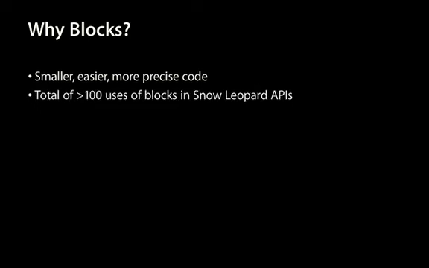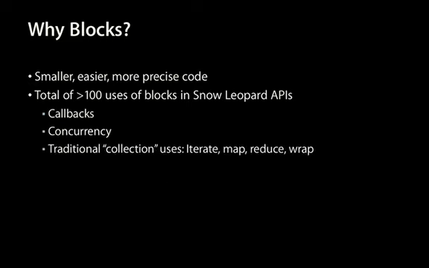So why blocks? It leads to smaller, easier, more precise code. Who can argue with that? We found over 100 uses inside Snow Leopard already, and boy, we've not closed the book on that yet. There's going to be even more coming along. For the most part, we use them for callbacks. We use them for concurrency using Grand Central Dispatch, and we use them for all the 40 years of accumulated wisdom on how to use closures, and that is for these iterate and map and reduce kinds of stuff. So I'm not going to touch on these 100 APIs.